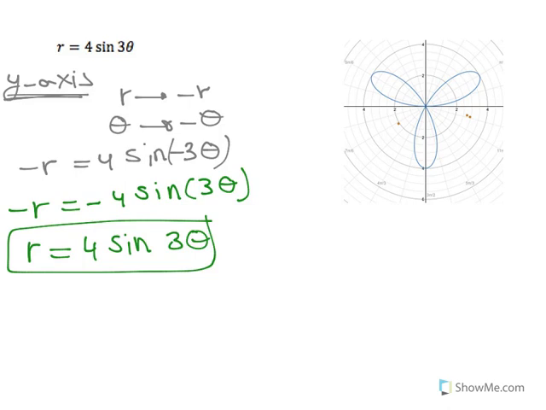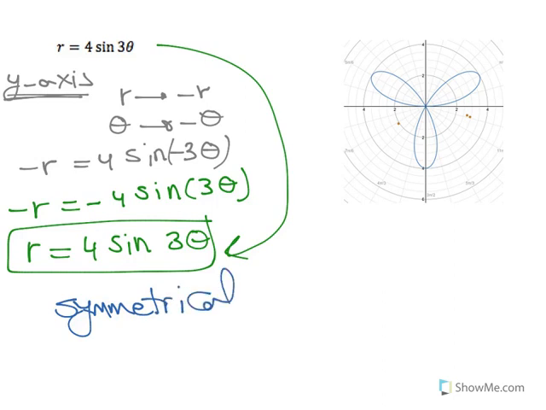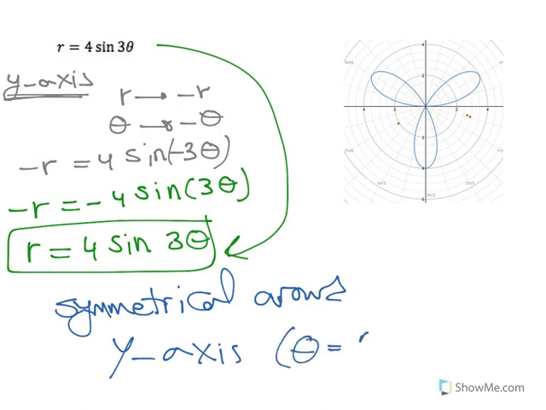We don't even have to do another test, because it matches exactly the original equation. That means r equals 4 sine 3 theta is actually symmetrical around the y-axis. And if you're not comfortable saying y-axis, just say theta equals pi over 2.